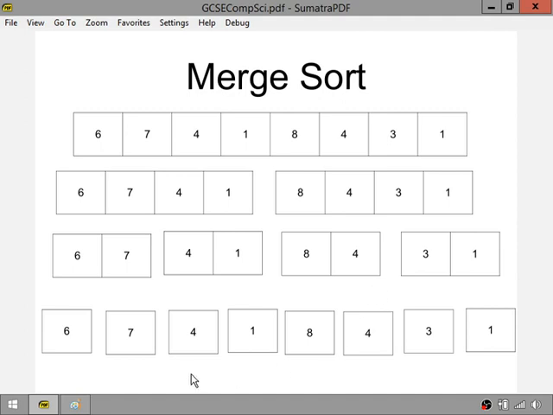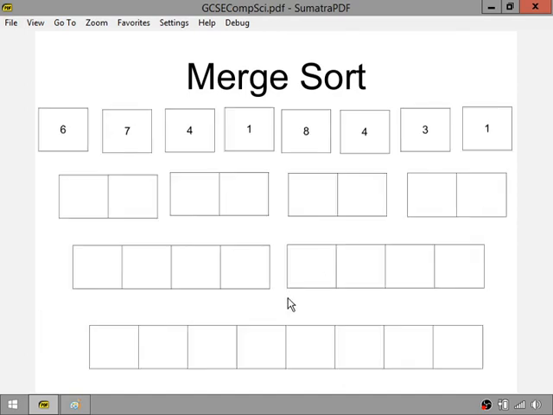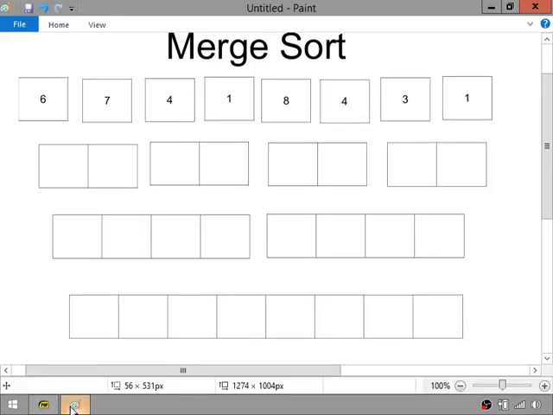And then we're going to split them in half again, making 8 separate lists. And you're probably thinking, what is the point in having lots of separate little lists that just have one item in there? It does seem pointless, but just trust me on this. This is part of the algorithm. Once you've got your 8 separate lists, we're going to start merging them back together again. And I'm going to use Microsoft Paint to help me explain this.